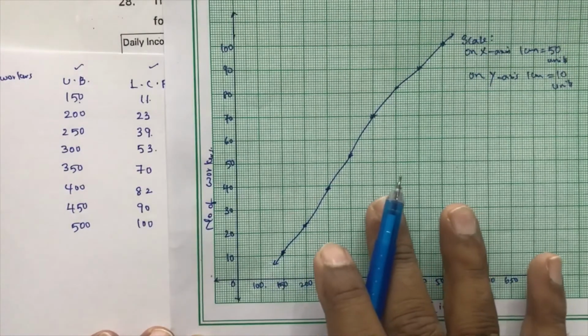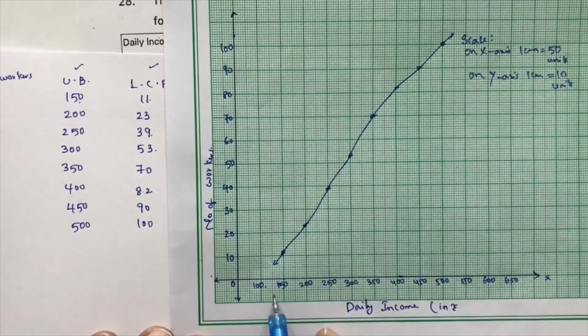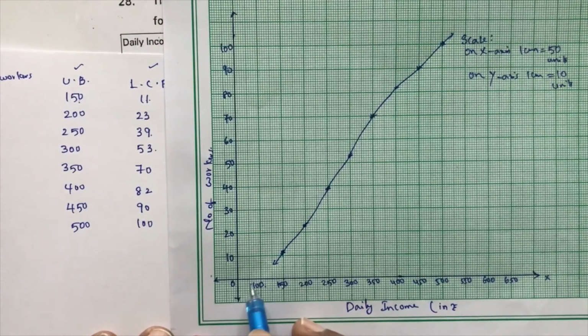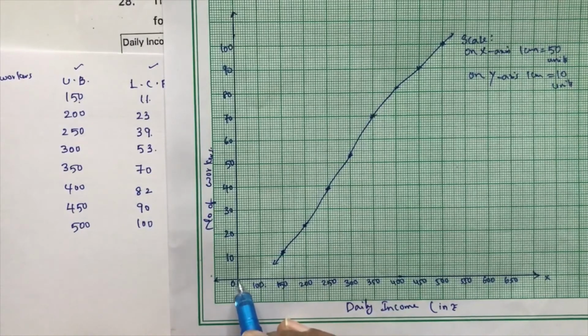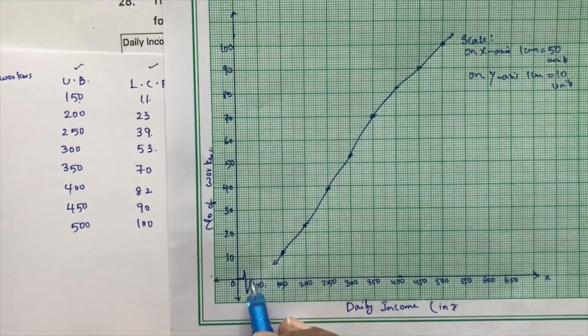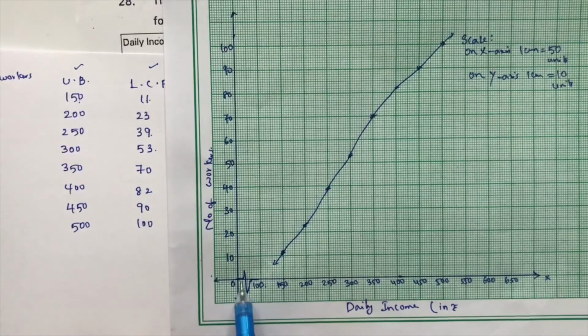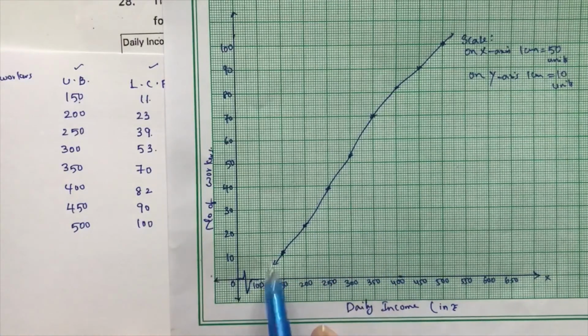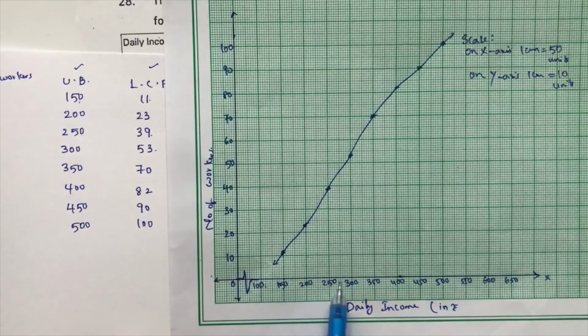So this is the less than cumulative frequency ogive. One more most important thing: here the gap is 50, 50, 50, but if you look at the first one, it is 100. So here we need to use a kink, as if the paper has been folded. So it is 50, 50, 50. Here also it is 0, 50, 100, but we folded. So use a kink here, compulsorily.